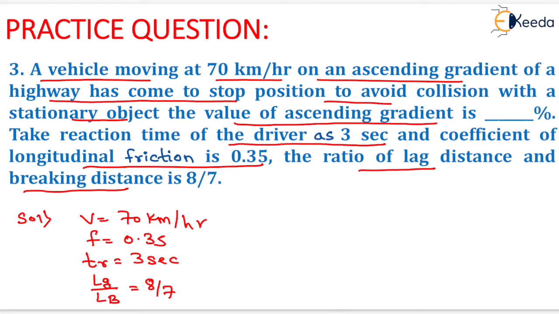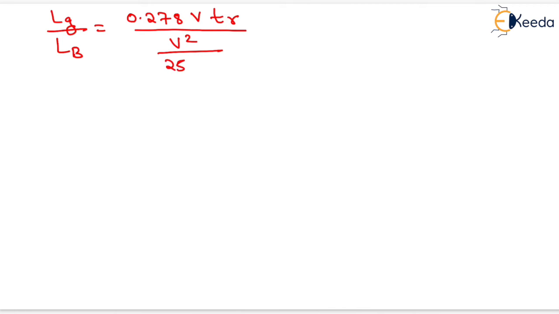Now we have to compute the value of gradient. Lag distance upon braking distance will be equal to, we know that the value of lag distance will be equal to 0.278 V into TR, and the value of braking distance will be equal to V square upon 254 (F plus S). Now we have used the sign plus because of ascending gradient, and it will be equal to 8/7.